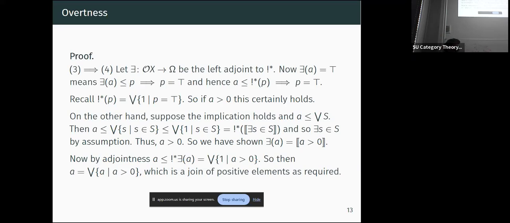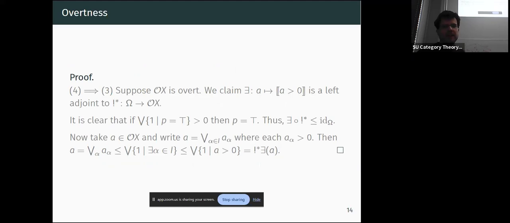So it's a bit ridiculous, it's a strange thing, but it is expressing A as a join of positive elements in some trivial way. Okay, so that proves that this is overt. And then there's a converse, which we won't go into the details of, but of course, we construct the left adjoint using this positivity predicate. So it's exactly how you expect to do it.